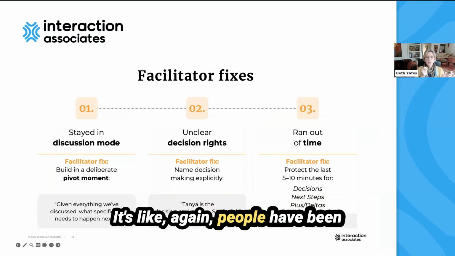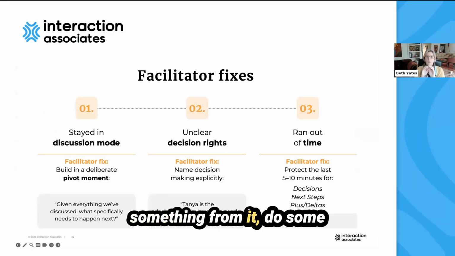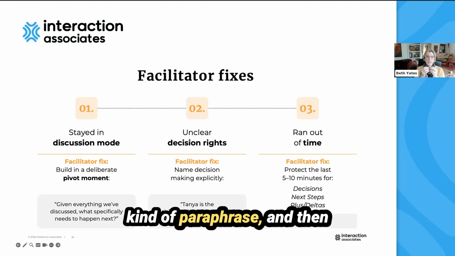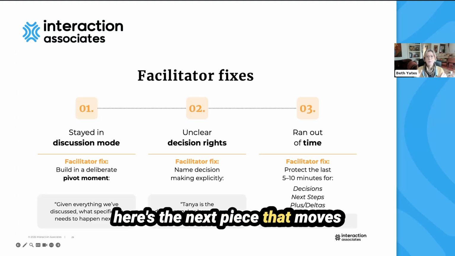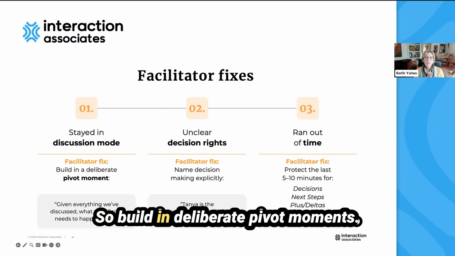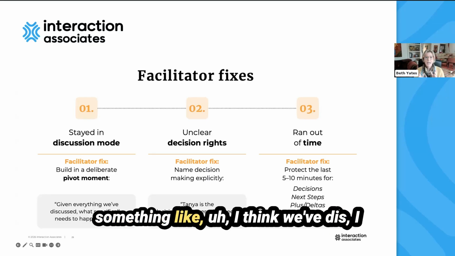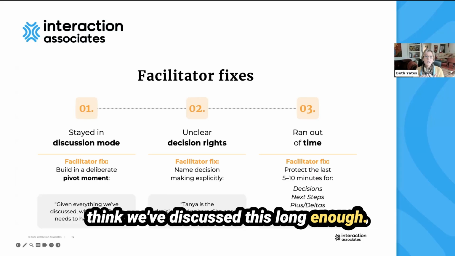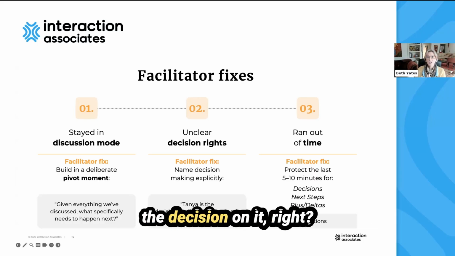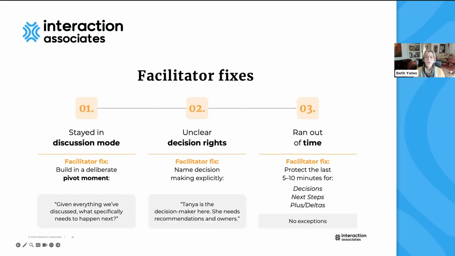It's like, again, people have been swirling, you're listening, grab something from it, do some kind of paraphrase, and then here's the next piece that moves people into that discussion. So build in deliberate pivot moments. A pivot moment can even be something like, I think we've discussed this long enough. I think it's time to make the decision on it, right? Again, just something that stops the swirl.